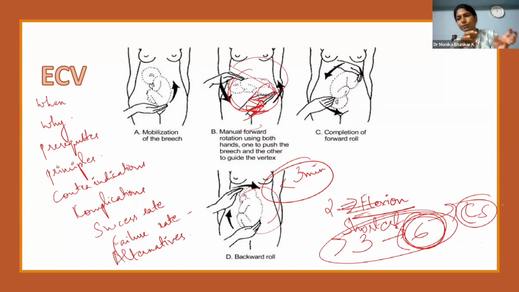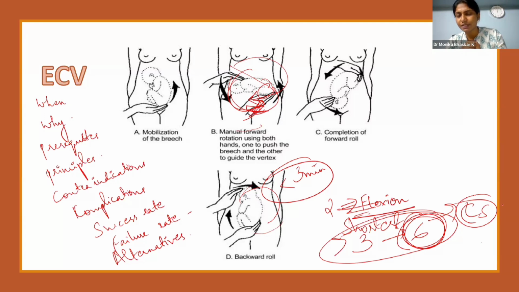And prior to ECV, do a 20-minute strip of NST, which has to be reassuring. And check the placenta. Anterior placenta is slightly difficult to perform when compared to posterior placenta. And then you will slightly move the baby. And once you reach the transverse, you will shift your hands and again move. And every 2 minutes during the procedure, we have to auscultate the FHR to see if it is reassuring.